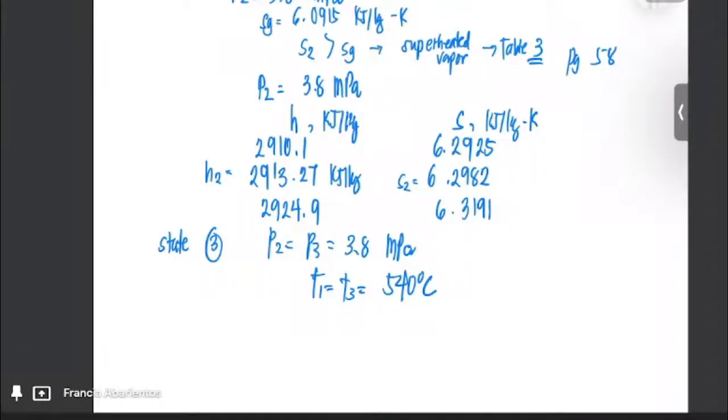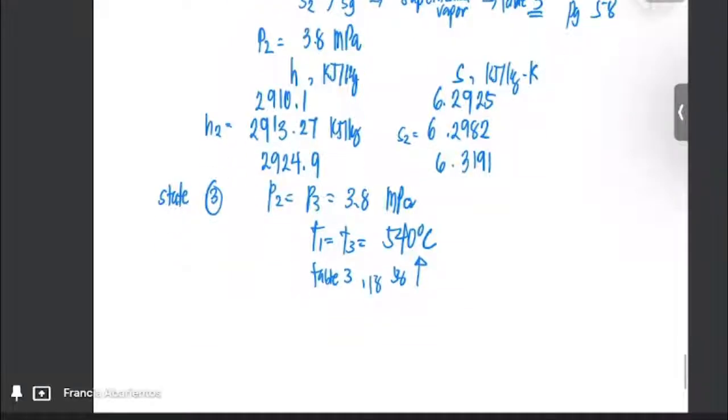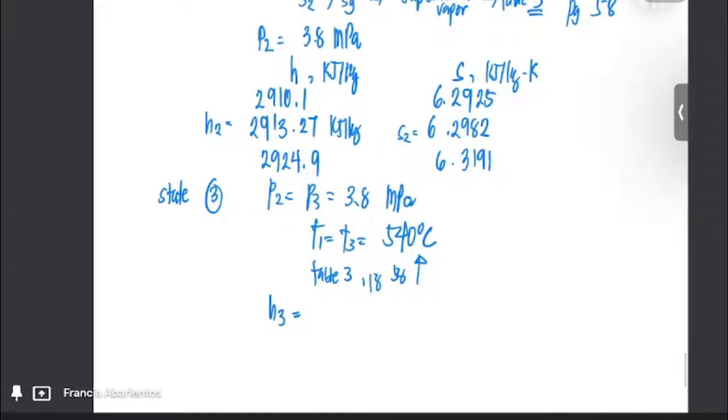So, dito ulit tayo sa table 3. But, we're looking at the 540. So, what is now the property at H3? 540. Andito siya sa baba, class. H3, 3,538.8. Ayan.